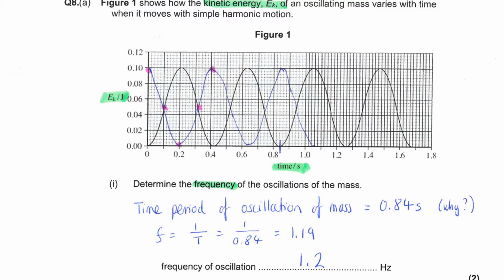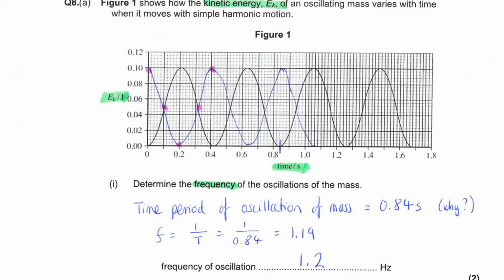Now you cannot read frequency directly from a graph of energy against time, but you can read the time period from this graph. However, be careful. This graph is plotting kinetic energy against time. It is not displacement against time. You are looking to identify the time for one complete oscillation, and you need to remember that during one complete oscillation, the kinetic energy will be a maximum twice.